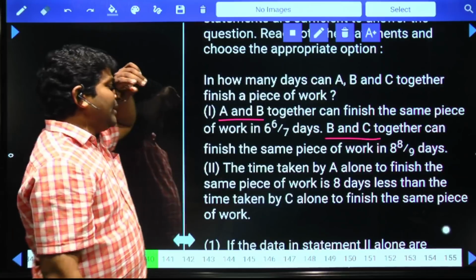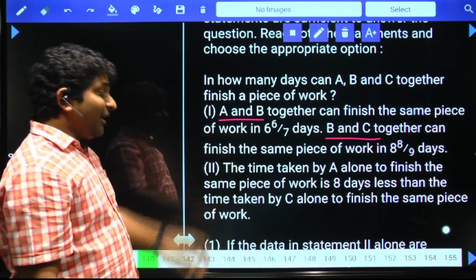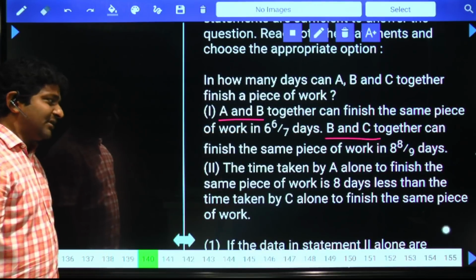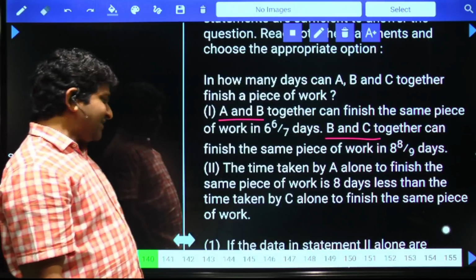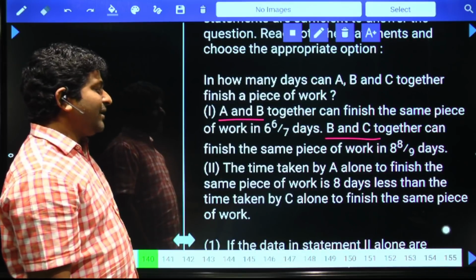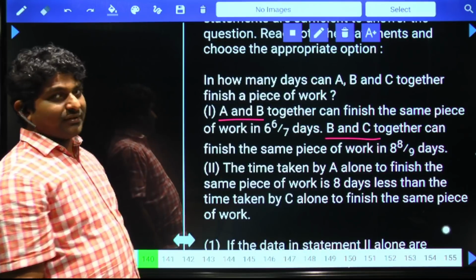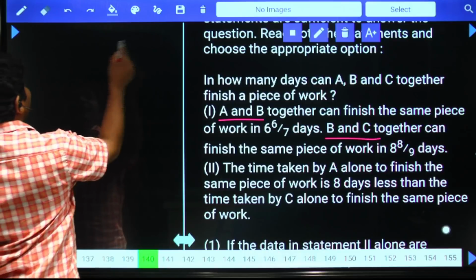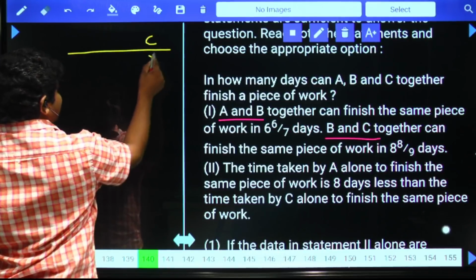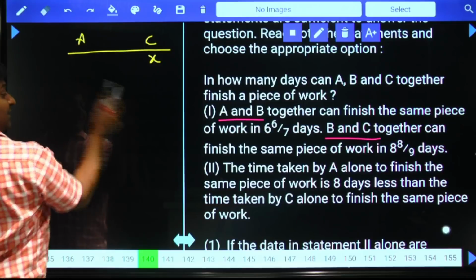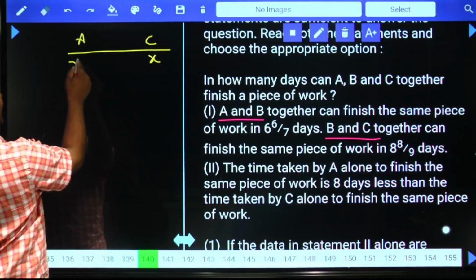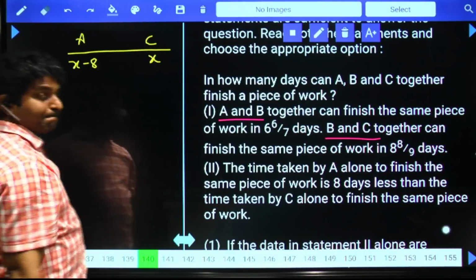Next. The time taken by A alone to finish the same piece of work is 8 days less than the time taken by C alone to finish the same piece of work. If C can do the work in X days, A can do it in how many days less? 8 days. That is X minus 8 they said.